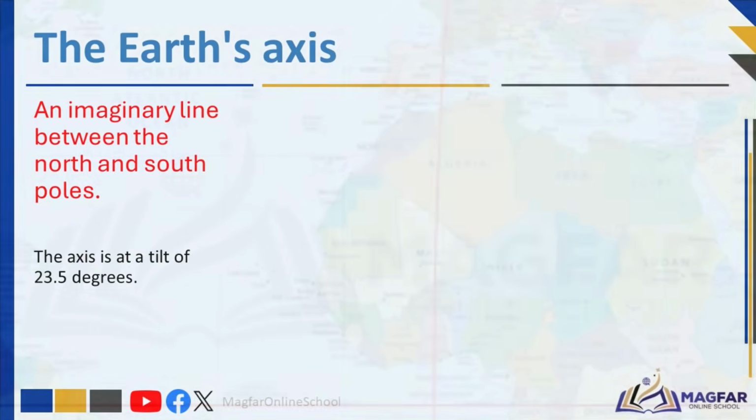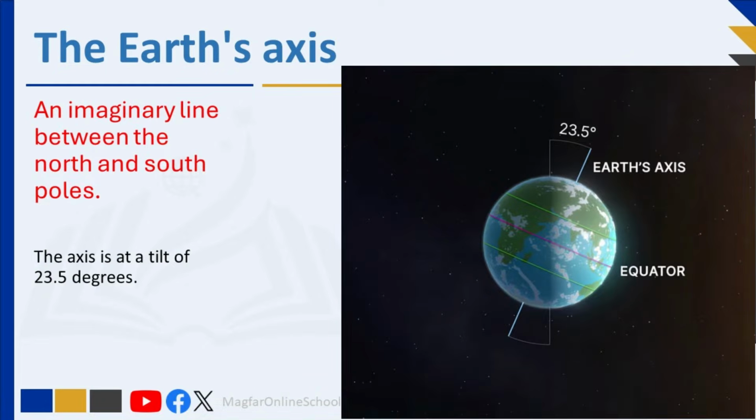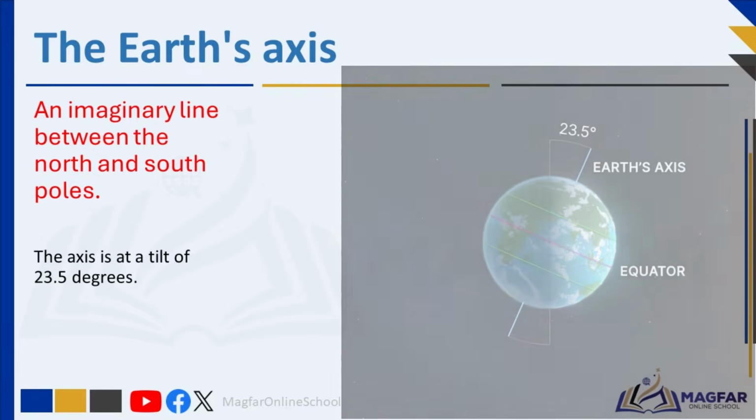The Earth's axis is an imaginary line that runs through the north and south poles. It passes through the center of the Earth. It's basically like the spine of our planet, and it's tilted at an angle of about 23.5 degrees. This tilt is what causes the seasons. We will talk more about this later.